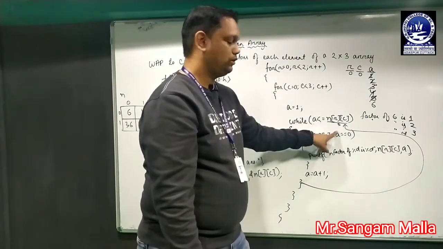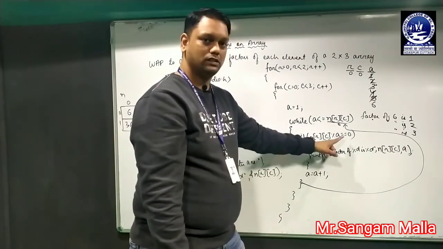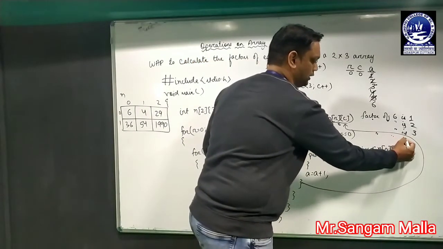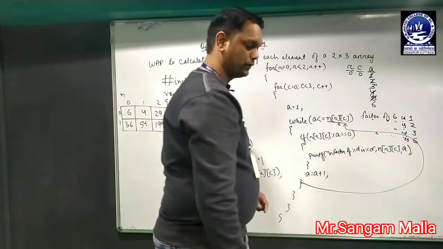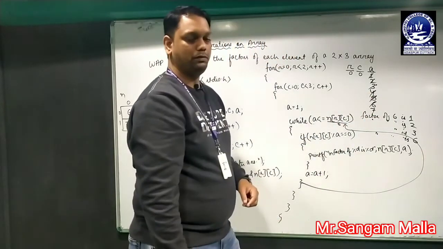So 6 is less than equal to 6. Yes, true. 6 is equal to 6. It will come over here. 6 is divisible by 6. Yes, true. It will come over here. Then it will print factor of 6 is a. So value of a is 6. So again it will come over here. A will be incremented by 1. So the value of a becomes 7.